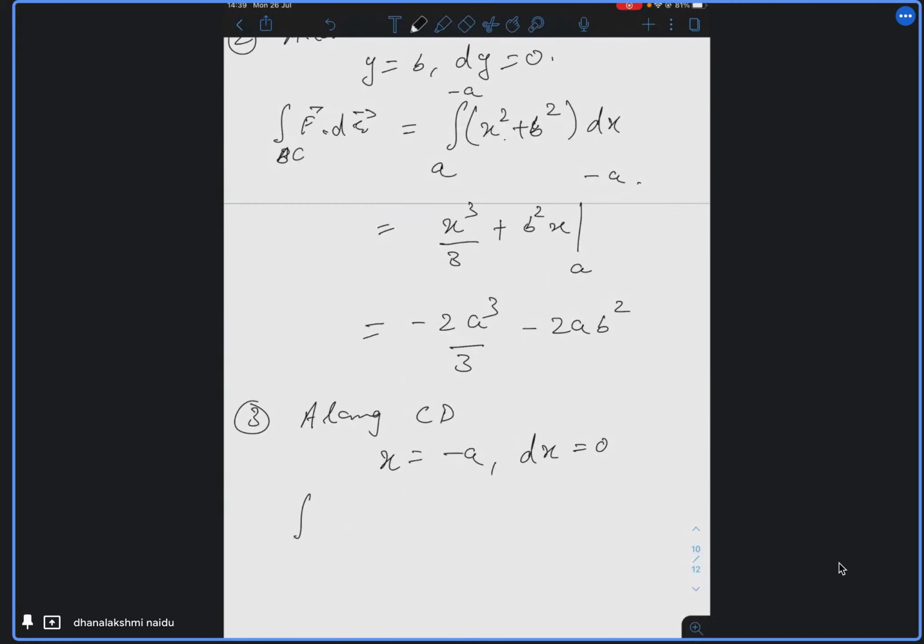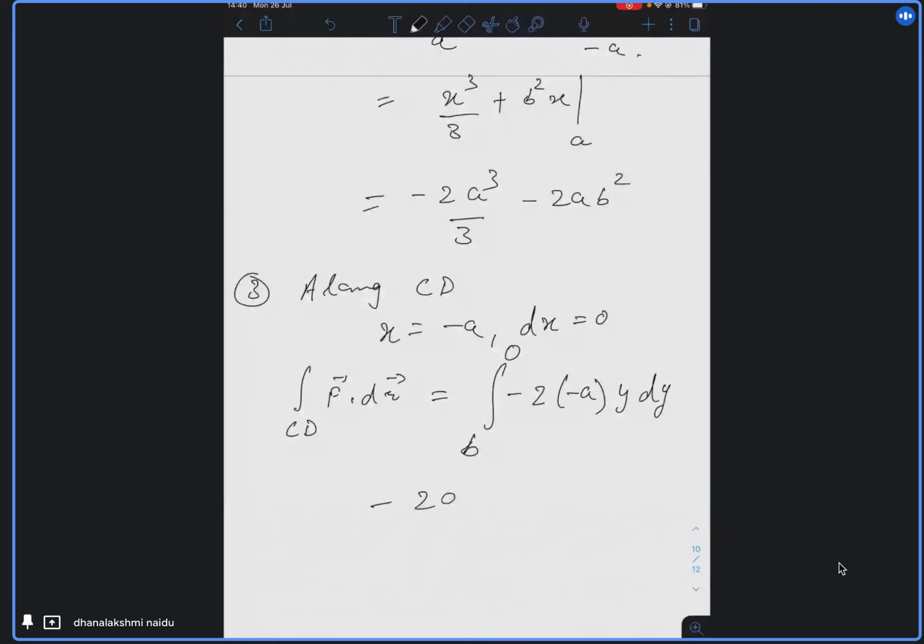So therefore, along CD, f bar dot dr bar will be equal to dx 0. So first term will be 0 only. Second term is minus, already a minus sign, 2. A is again minus a, I mean x value. Y dy, limits b to 0. So this will be 2a constant outside, b to 0, y dy. Okay, solve it and tell me the answer.